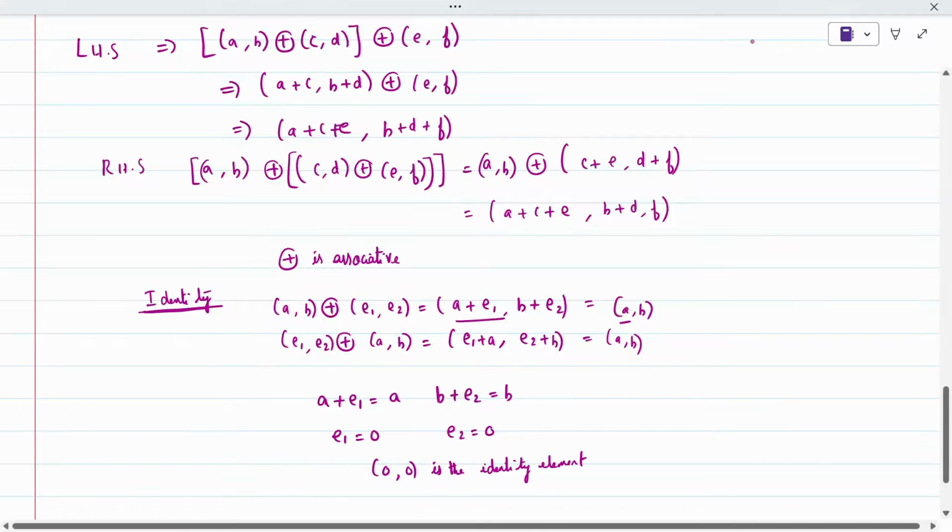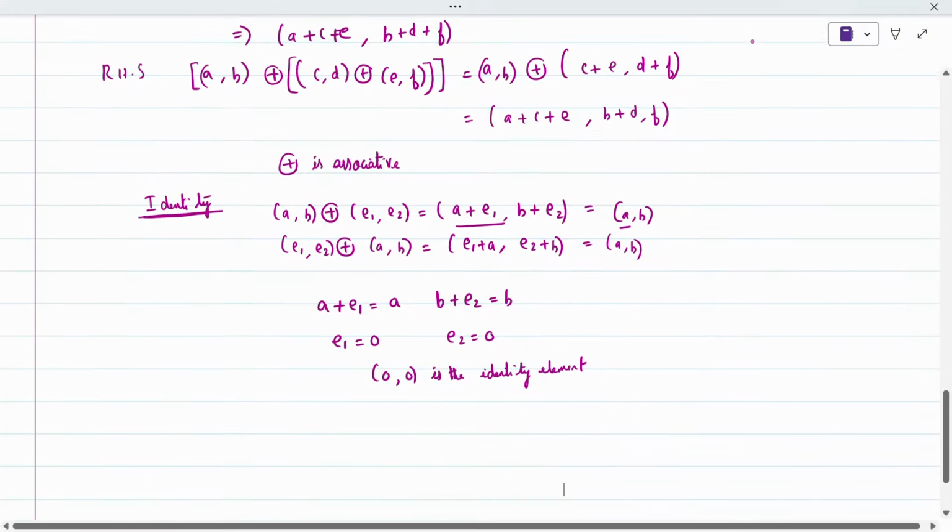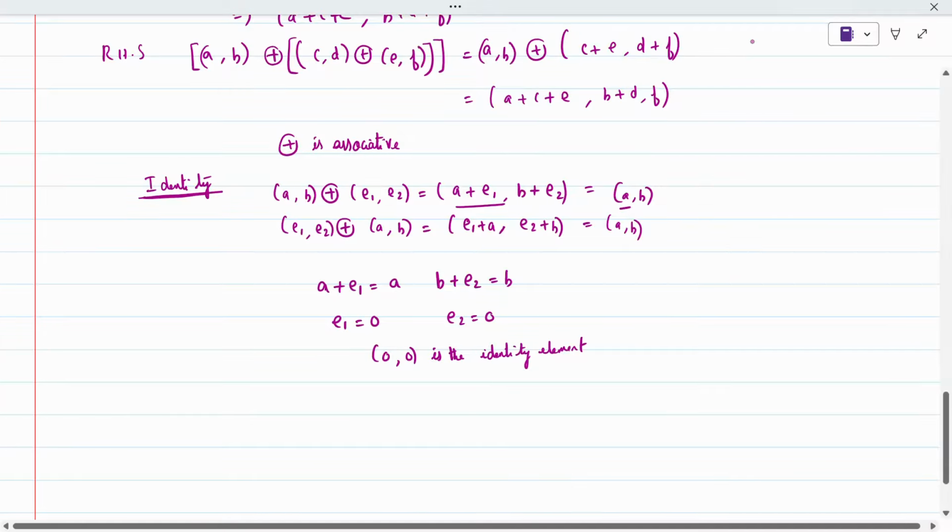Next will be the inverse. I have to find it, but I don't know which is the inverse. I will take some other element to be the inverse. So I'm taking (c, d) to be the inverse element.